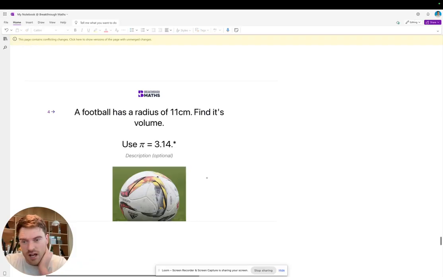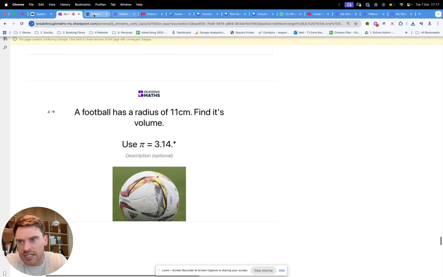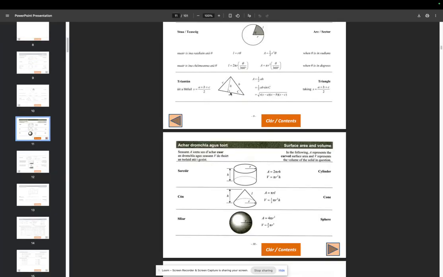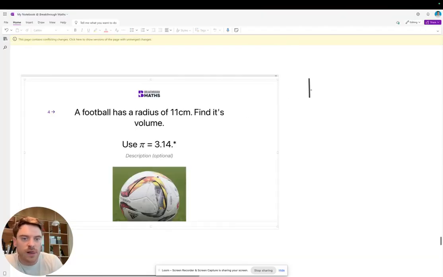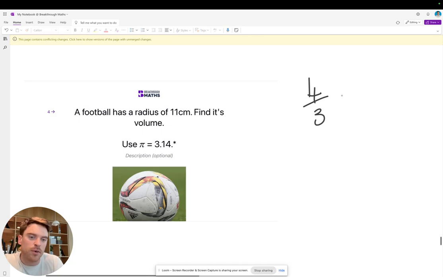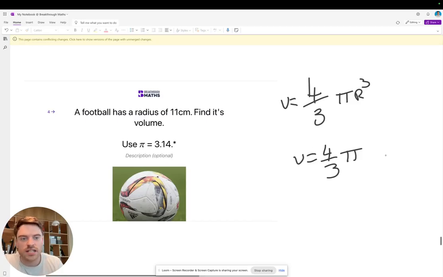A football has a radius of 11. Find its volume. Volume of a sphere. We'll try and find it here. Volume of a sphere is 4 over 3 pi r cubed. Nearly there now. 4 over 3. Don't get confused. Pi r cubed. Don't get too confused between area and volume. We write it down. Volume. So that's grand. We know that. 4 over 3 pi r cubed. R is 11. That's grand. Write that down. Happy days.